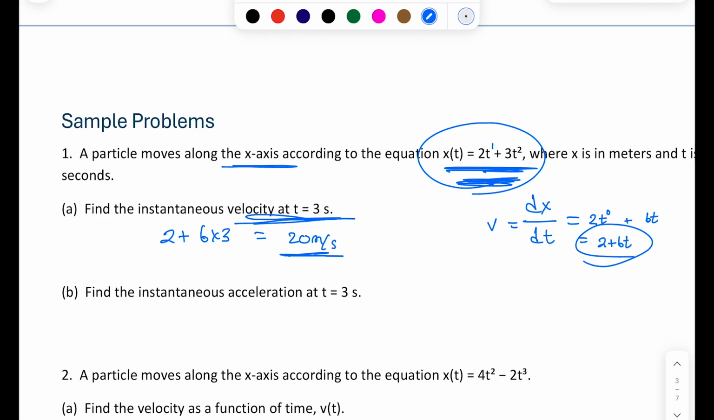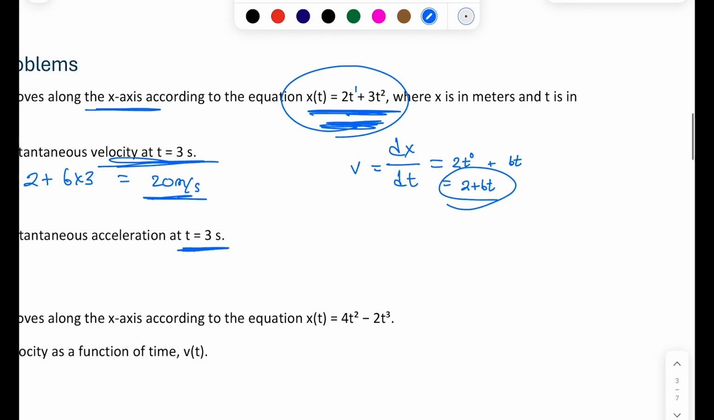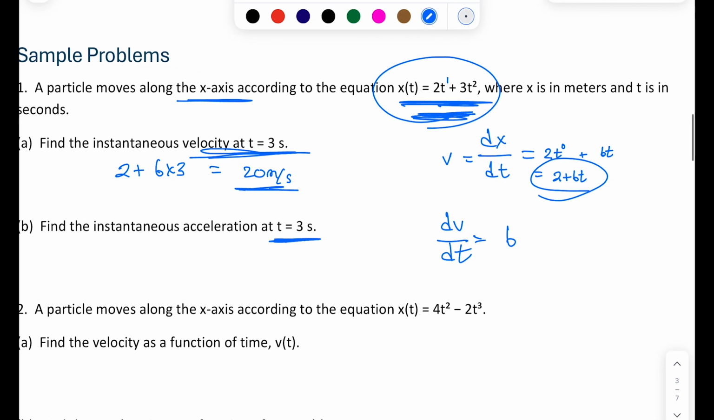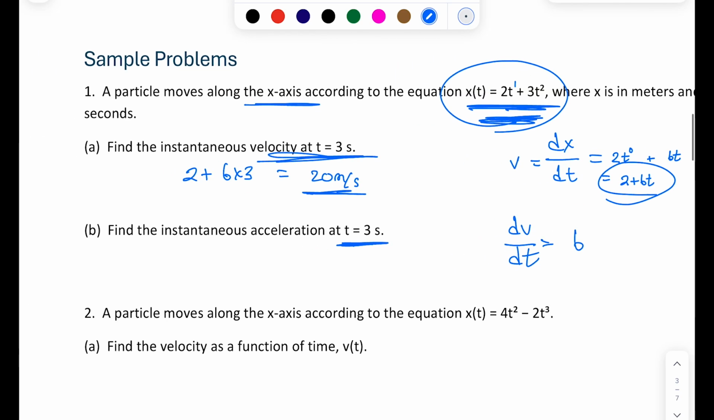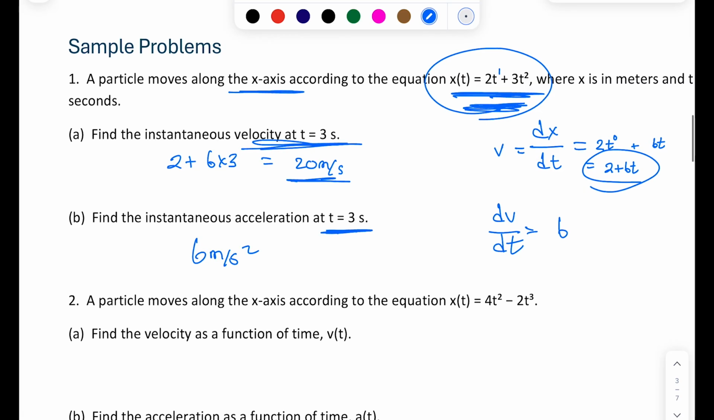Bingo, right? Now, what would be the acceleration at t equal to 3 seconds? Well, that means I need to take the next derivative. So I can say dv dt, it's going to be, remember the derivative of a constant is 0. It's just going to be 6. Well, how do I plug in the t? It means it's actually constant. So this will be 6 meters per second squared. It's going to be constant. It's not going to change at all.